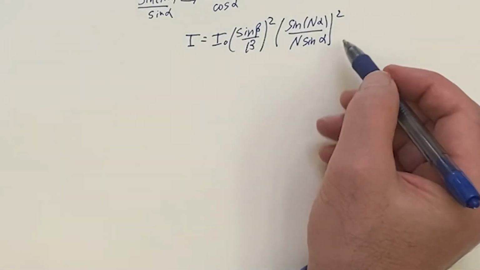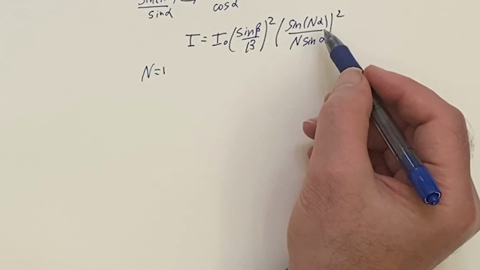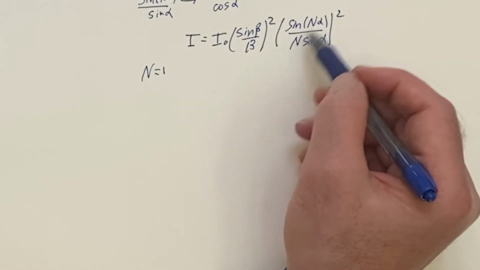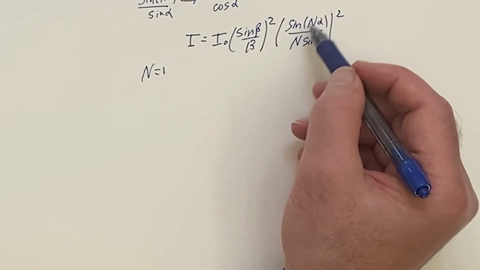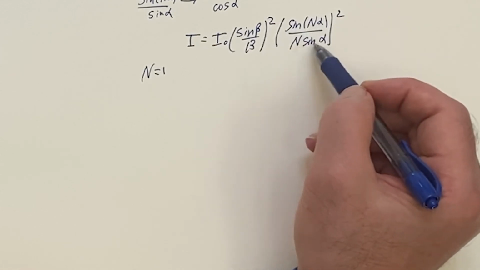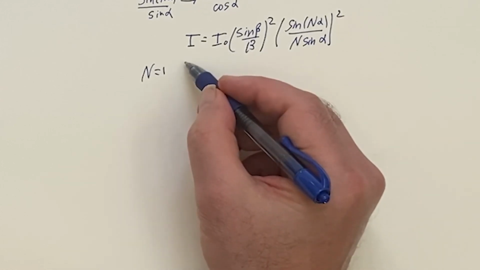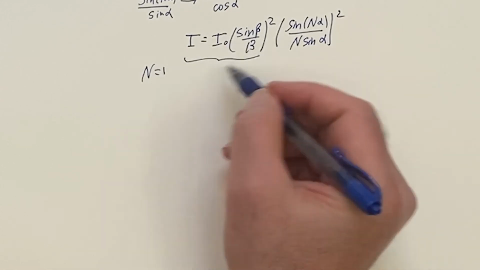Notice that if n should equal 1, this would go away, and you would have the case of just diffraction, because if n is 1, you have sine of alpha over sine alpha, which goes away. So that would mean you would just get this piece, diffraction.